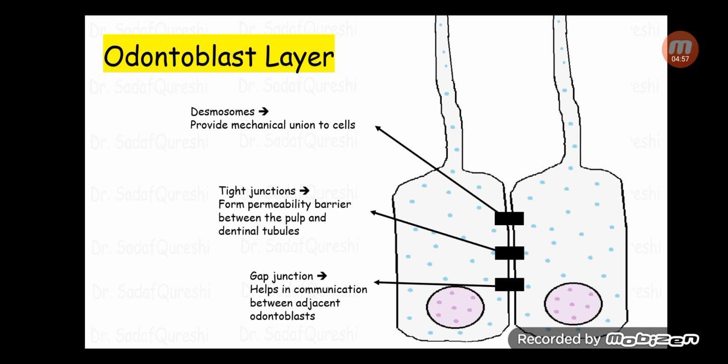In the odontoblastic layer of dental pulp, between the cells there are three types of junctions or connections that are desmosomes, tight junctions, and gap junctions.